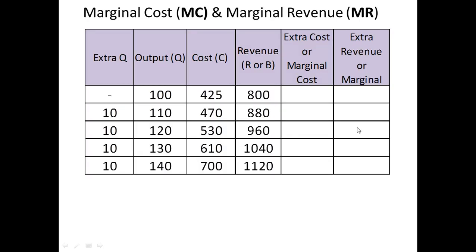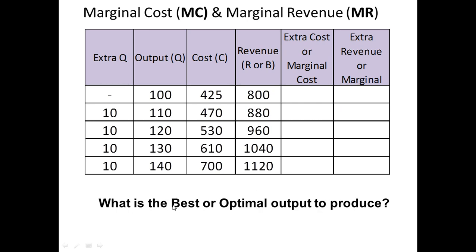Okay, this is not extra by 1, but extra by 10. 10, can you see? 100, 110, 120, 130, 140. This is total cost, total revenue. So I don't have this. Based on this, you need to fill this and then answer this question. What is the best or optimal output to produce? 100, 110, 120, 130, or 140.